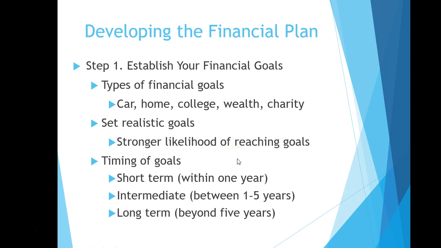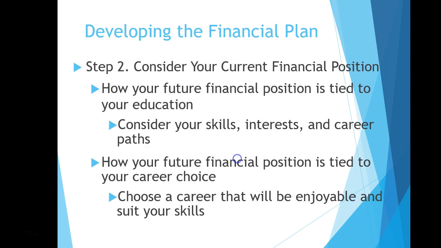The goals can be broken down into your short-term goals within 1 year, intermediate 1 to 5 years, and your long-term beyond 5 years. And these goals need to be adjusted as often as needed to make sure that you're staying on track, and you want to make sure that you're comparing your actuals against what you budgeted for.